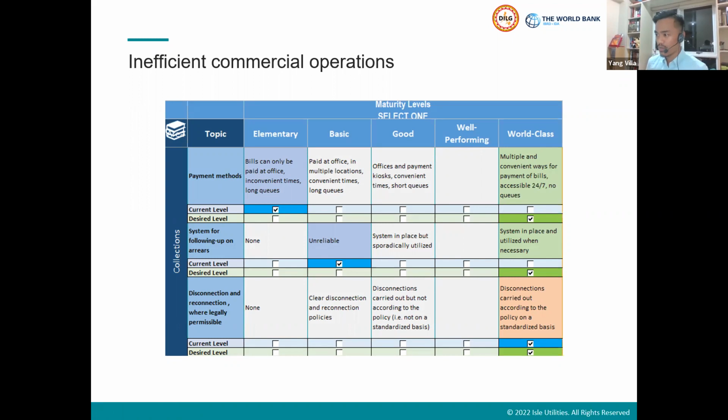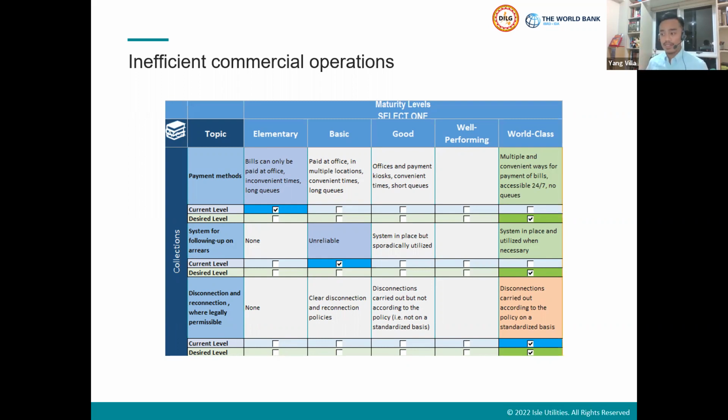I'll give you an example of how we saw this inefficient commercial operations by using the tool. As you can see here on the area of collection efficiency, this utility has only limited payment methods available for their customers, which means that customers typically will not pay on time, or they will wait for a number of months before they pay. They go to the office to pay, because there are no alternatives to payment. This utility also does not have a reliable system for following up on arrears, which makes their collection efficiency suffer, and their bottom line, of course, therefore suffers as well.